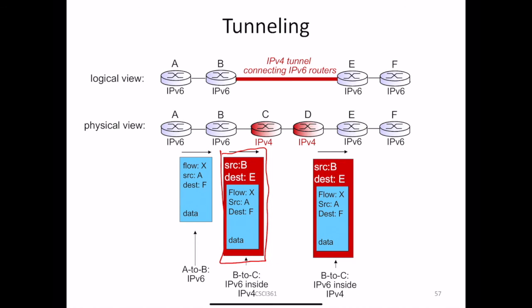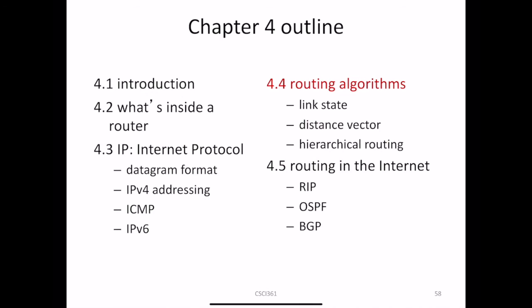Then when router D forwards this IPv4 datagram to router E, router E just extracts the original IPv6 datagram from this IPv4 datagram, then forwards it to the next hop. So we have finished the internet protocols, and then let's see the routing algorithms.